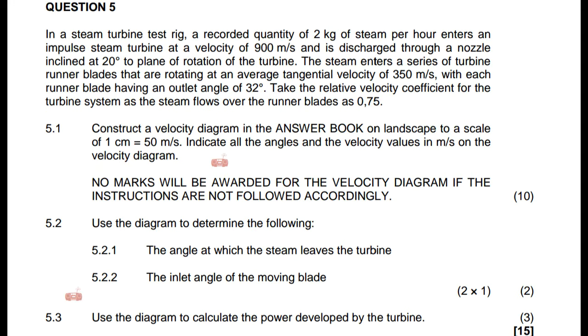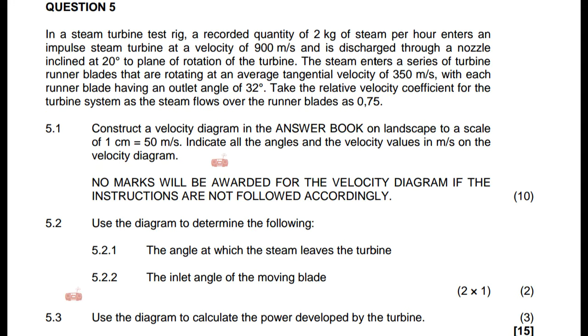So we continue. The steam enters a series of turbine runner blades that are rotating at an average tangential velocity of 350 meters per second. That is the velocity of the blade, which is u, with each runner blade having an outlet angle of 32, and that is the outlet angle of the blade, which is phi. Take the relative velocity coefficient for the turbine system as the steam flows over the runner blades as 0.75, and that is the value of K.